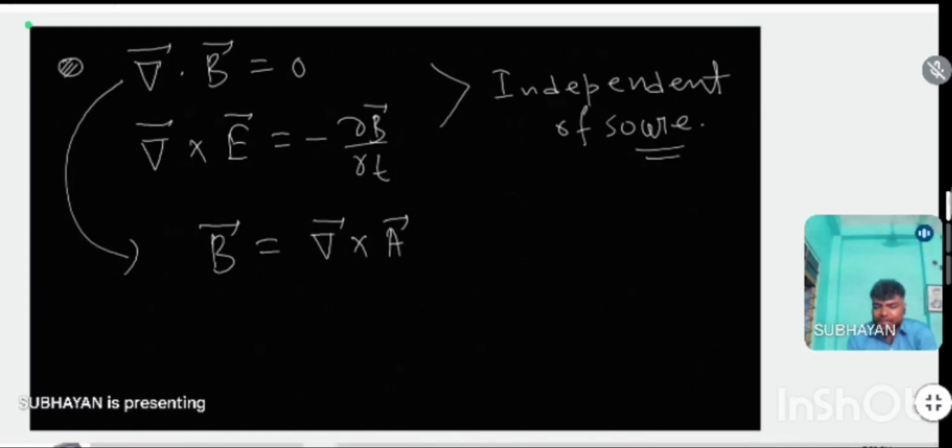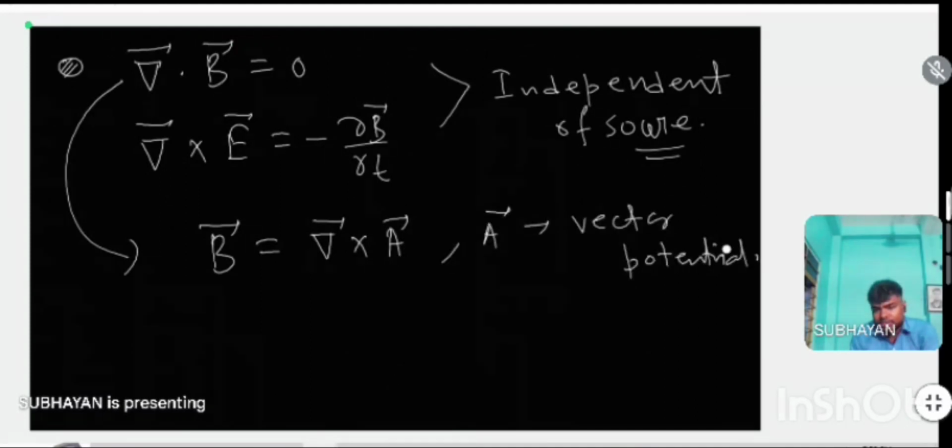B can be expressed as the curl of another vector because as per the identity of vector algebra, divergence of curl of any vector is 0. So that's why B is equal to curl A. This A is called the vector potential. Many may say that A can be called the magnetic vector potential because this is the outcome of magnetic field B.